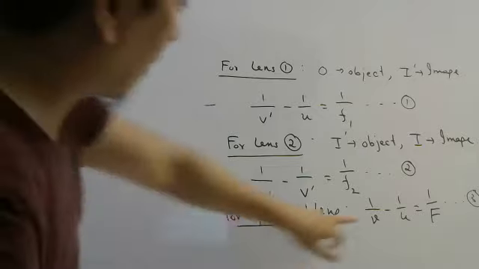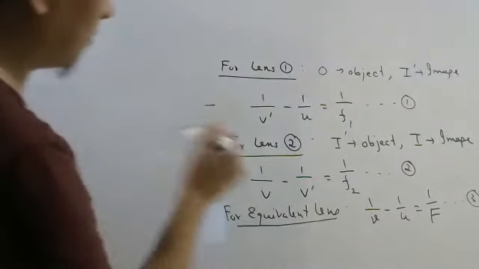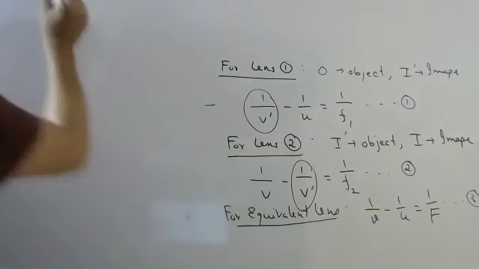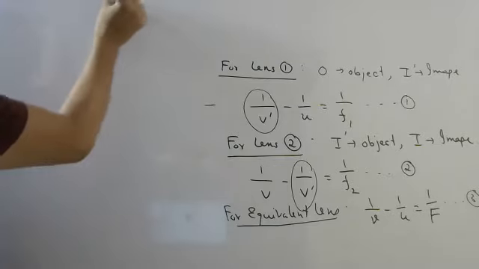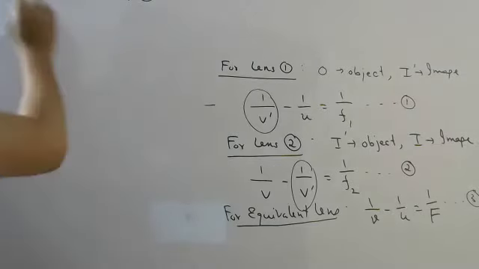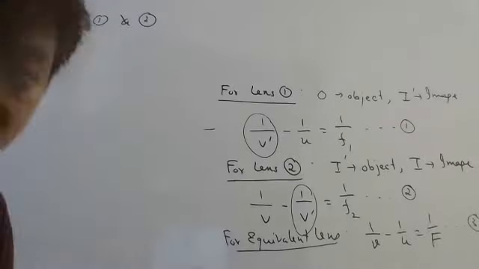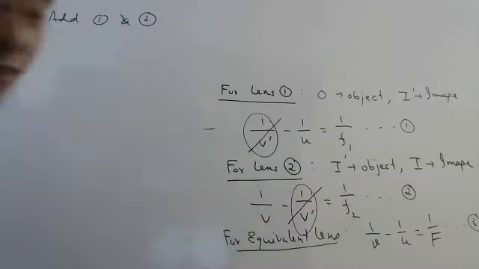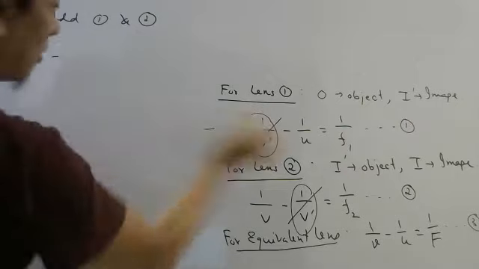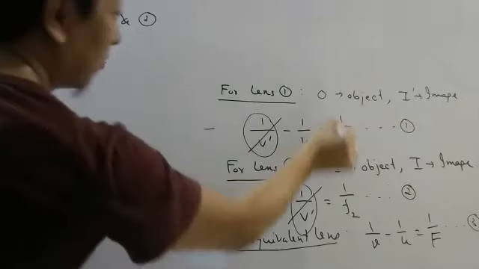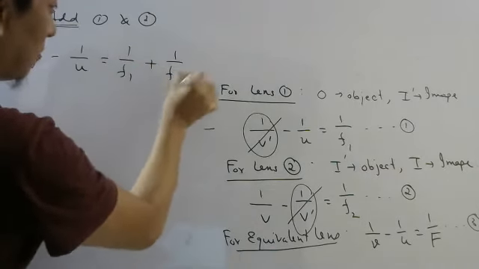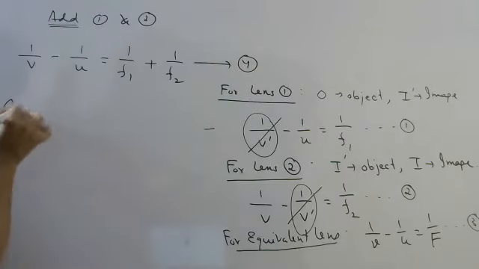So how to now find f in terms of f1 and f2? Very simple. Add these two equations because you want to cancel this, remember. So add 1 and 2. Sorry, let me move this slightly up. Yeah. So if you add equations 1 and 2, 1 by v dash and minus 1 by v dash will cancel, right? So you will get 1 by v minus 1 by u equals 1 by f1. Remember you are adding. So 1 by f1 plus 1 by f2. Equation 4.